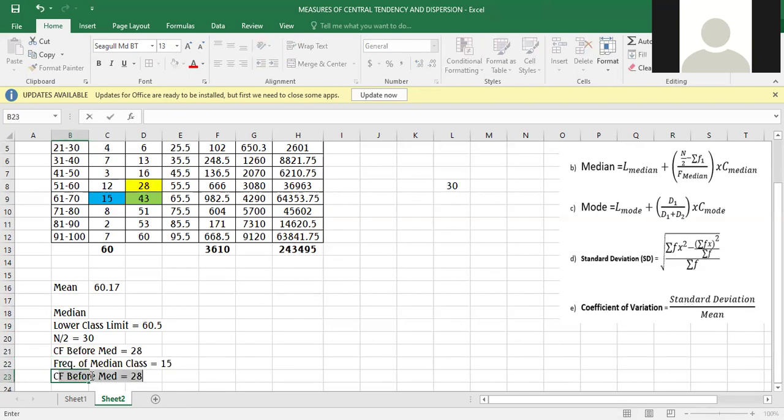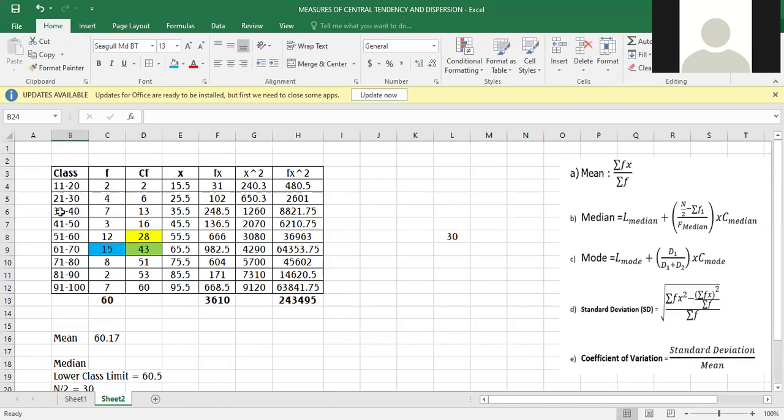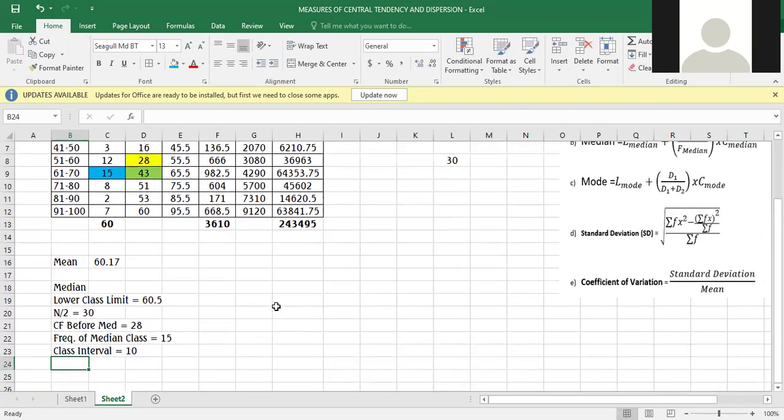And the class interval. Of course, if you count, all the class intervals are 10. 11 to 20 is 10. 21 to 30 is 10. So my class interval is 10. So once you know all of this, you are good to calculate the median.